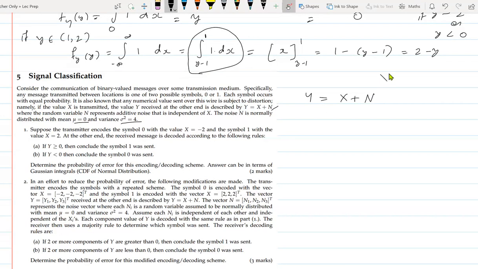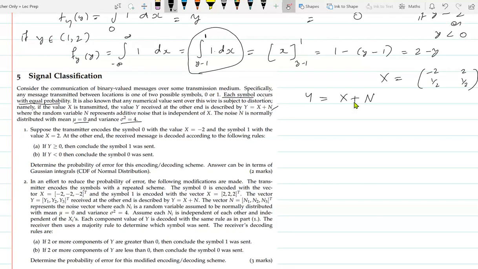So x is a discrete random variable. X takes the value -2 with probability half and 2 with probability half. So it is very clear: each symbol occurs with equal probability. What you get is y. Now x is a discrete random variable, but what about y? You are adding a continuous random variable to a discrete random variable, so y is actually a continuous random variable.